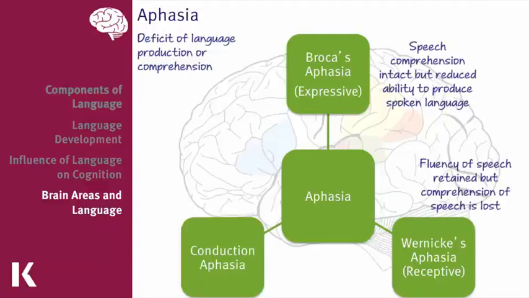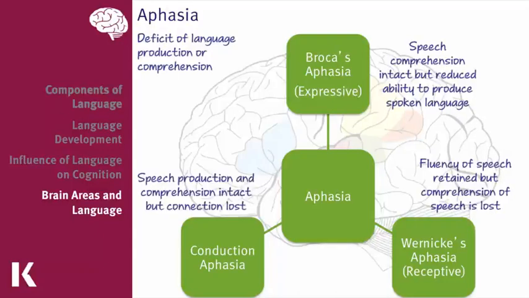In conduction aphasia, the bundle of axons connecting Broca's area and Wernicke's area is damaged. While speech production and comprehension remain intact, the connection between these two areas is lost. For this reason, patients cannot repeat something that has already been said.